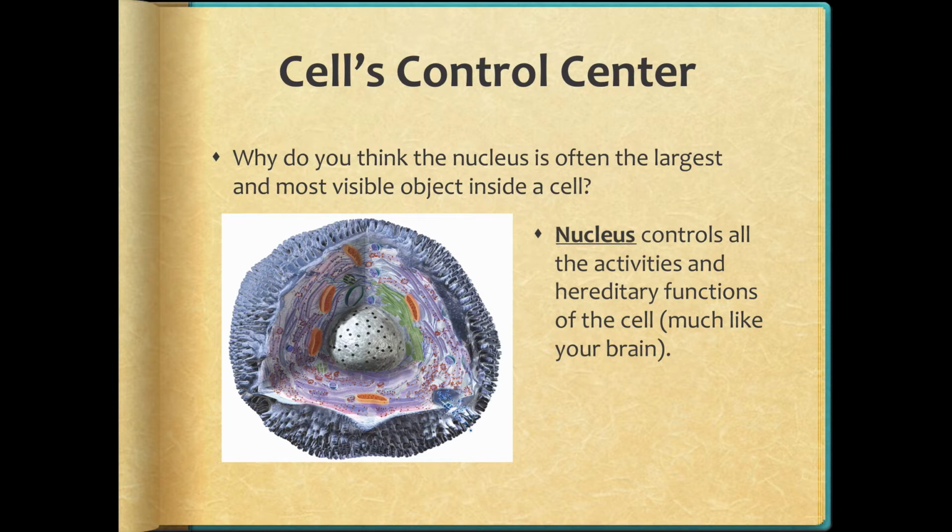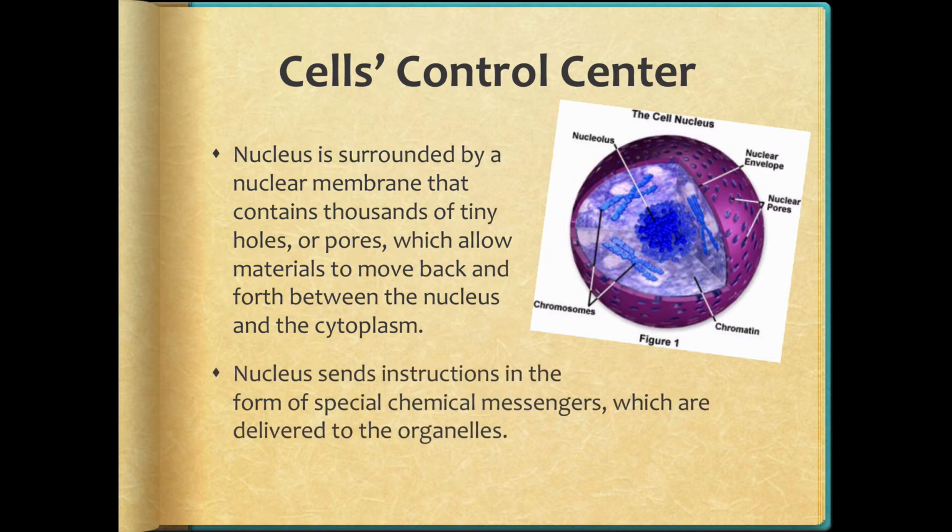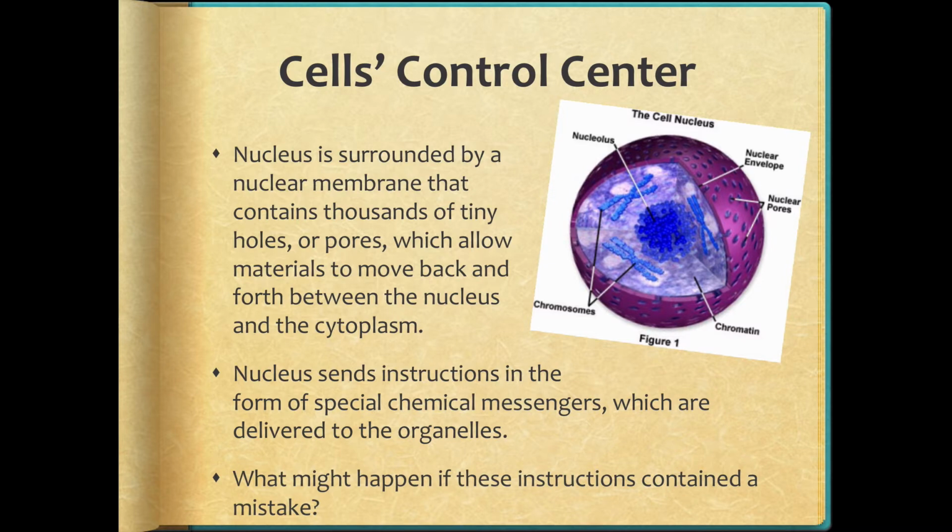The nucleus controls all the activities and hereditary functions of the cell, just like your brain does for you. The nucleus is surrounded by a nuclear membrane that contains thousands of tiny holes or pores, which allow material to move back and forth between the nucleus and the cytoplasm. The nucleus sends instructions in the form of special chemical messengers, which are delivered to the organelles. What might happen if these instructions contained a mistake?